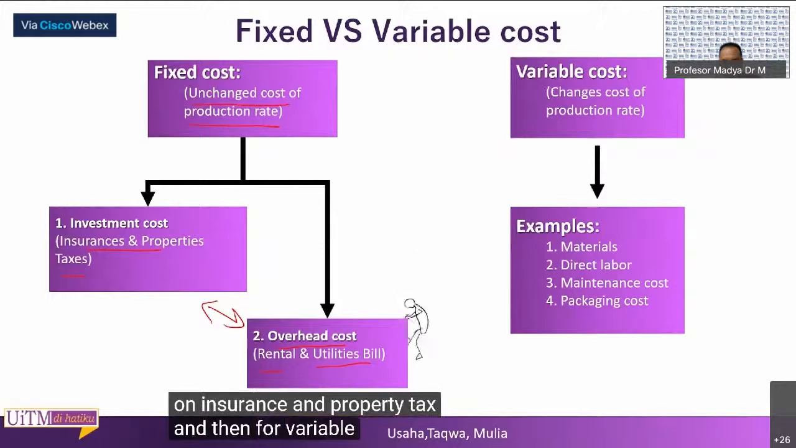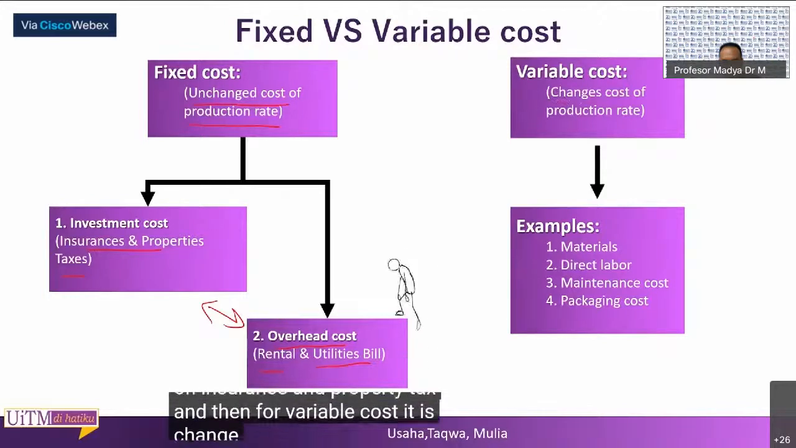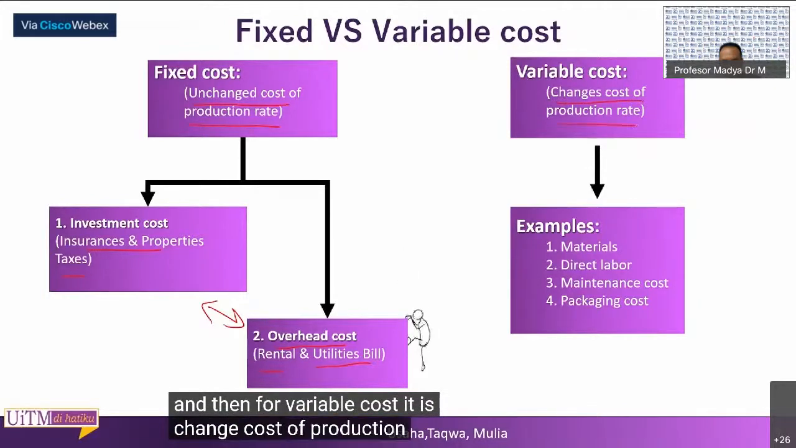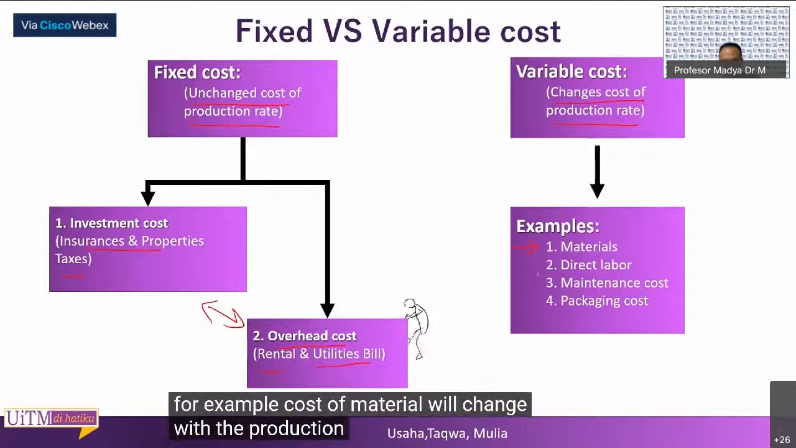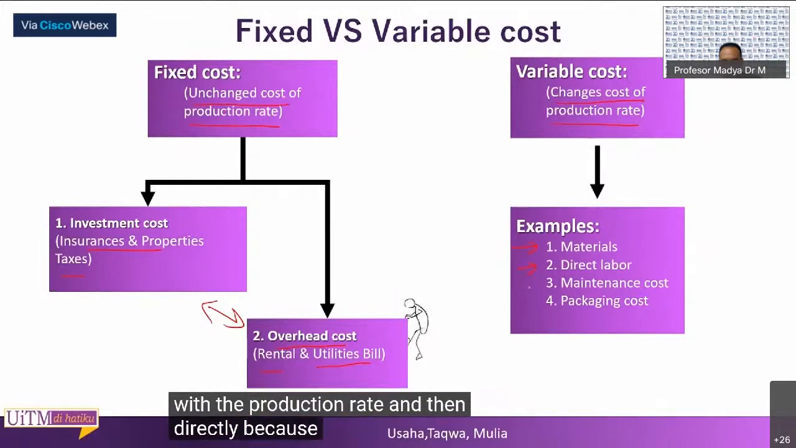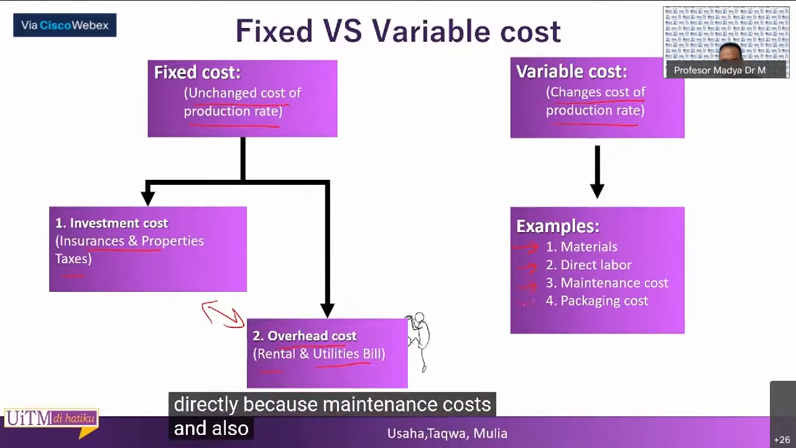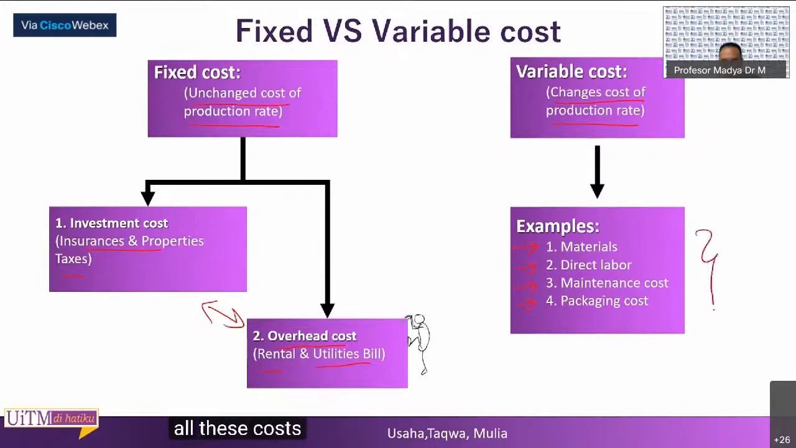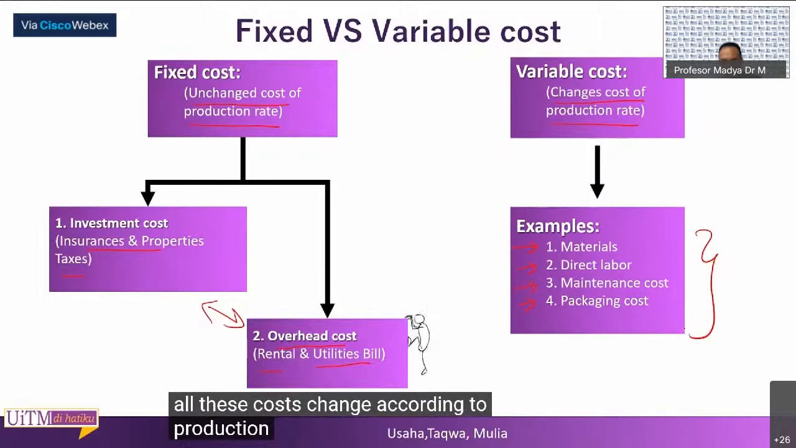And then for variable cost, it is cost that changes with production rate. For example, cost of material will change with the production rate. And then direct labor cost, maintenance costs, and also packaging costs. All these costs change according to production.